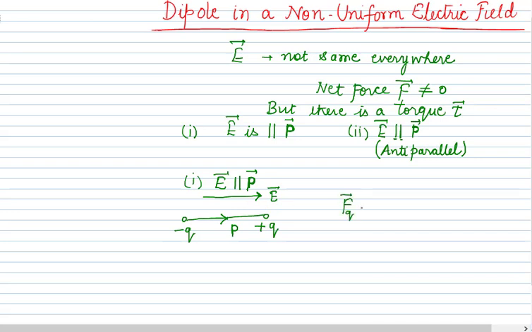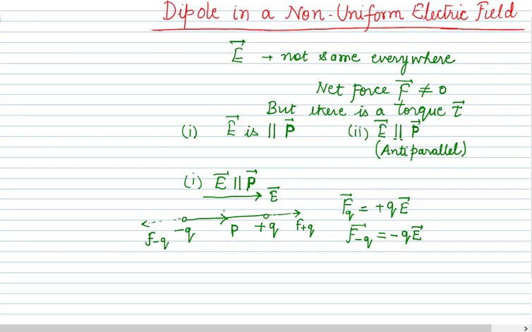So if we calculate the force on charge plus Q, that is plus QE. The force on plus Q will be in the same direction as E because Q doesn't have any direction. So F plus Q is in the direction of plus E, and F minus Q will have the magnitude of minus QE, and the direction will be opposite to E because this is minus E. So the force on charge minus Q will be in the opposite direction to that of the electric field, as I have drawn.